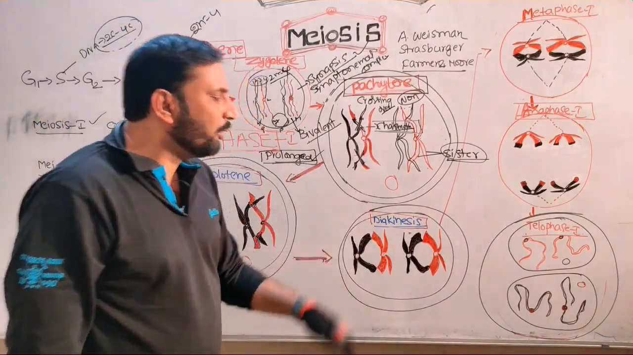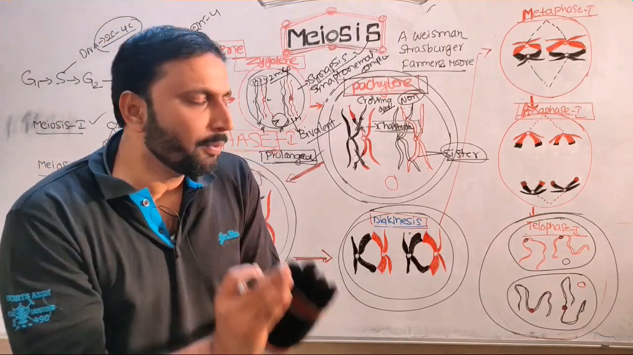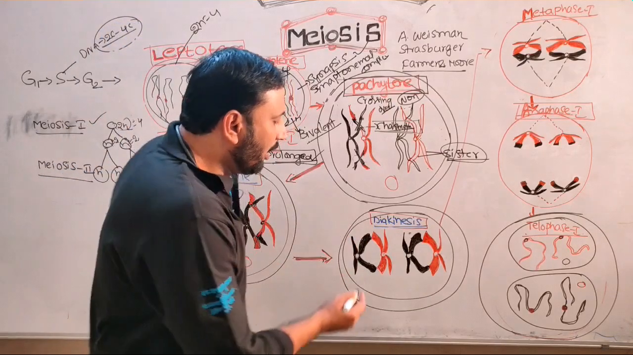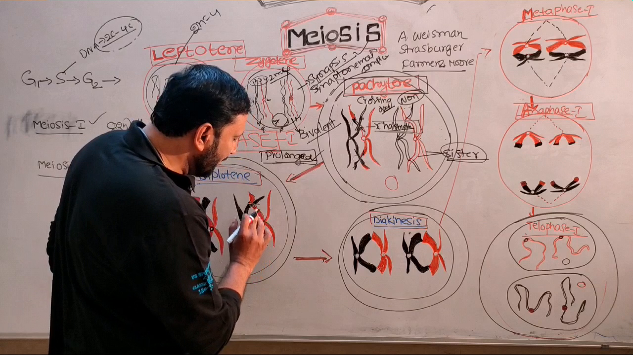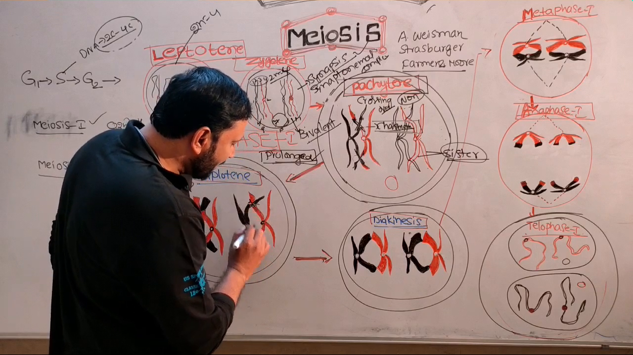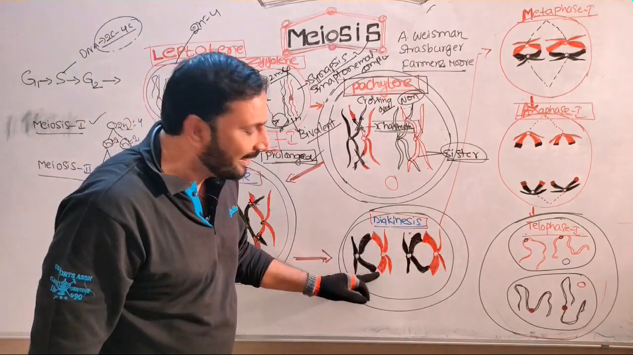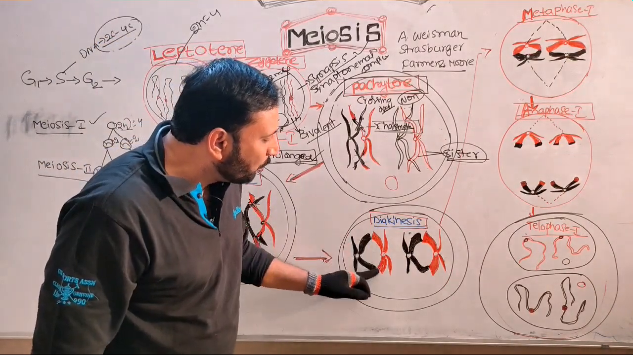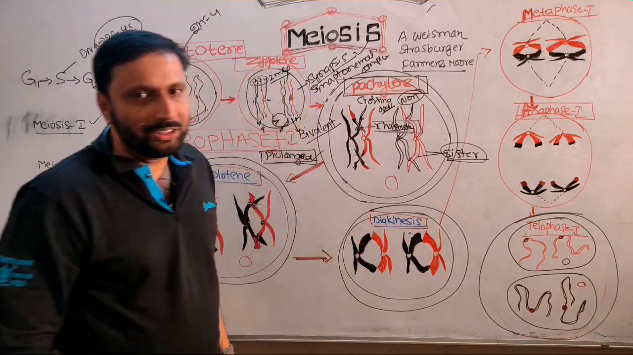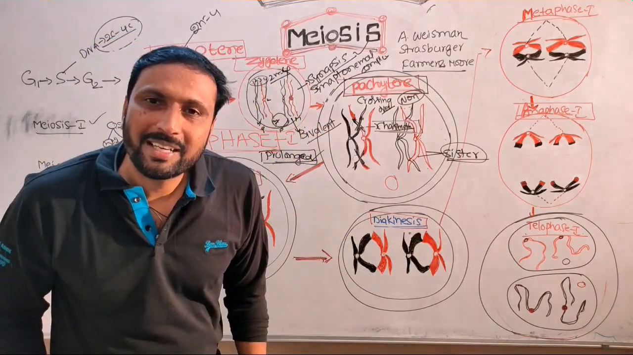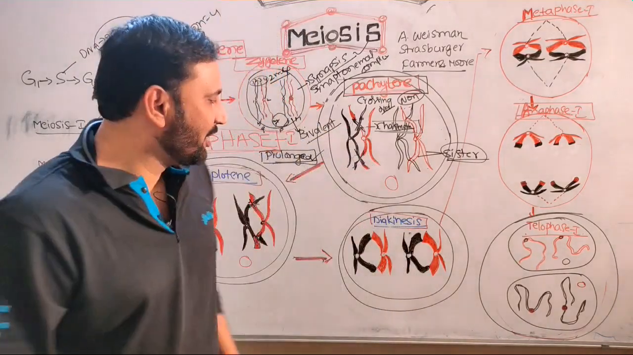Later on, after diplotene, diakinesis. In the diakinesis, a very important point: the chiasmata move from their original position. Here, this is the X-shaped chiasmata. The chiasmata is moving towards the ends. So here the chiasmata is not in X shape. The chiasmata is present at the terminal position. That process is called terminalization.